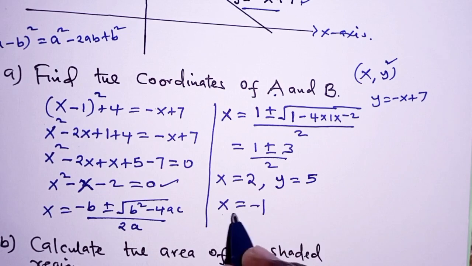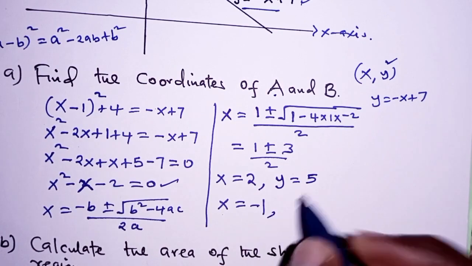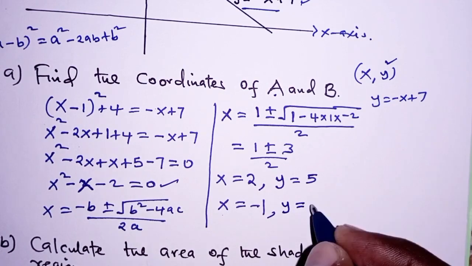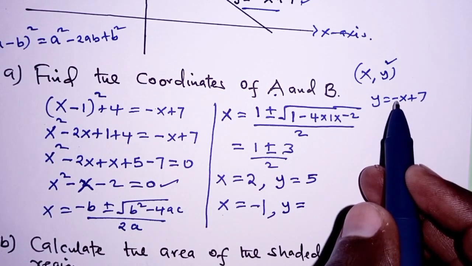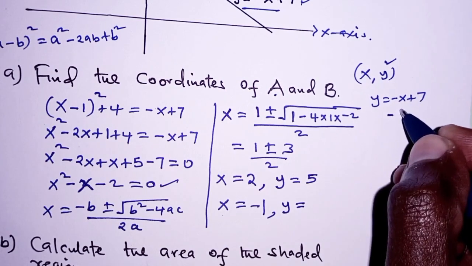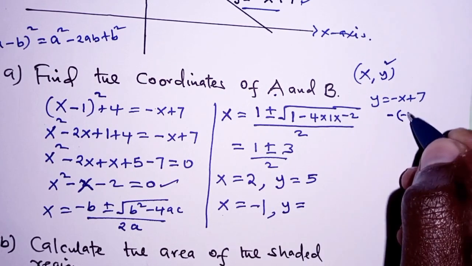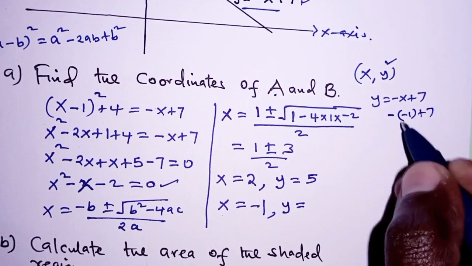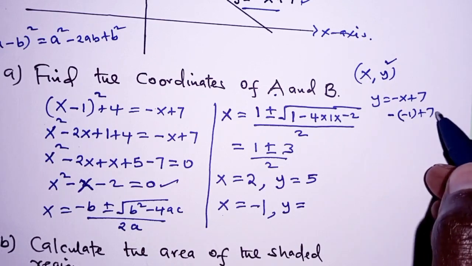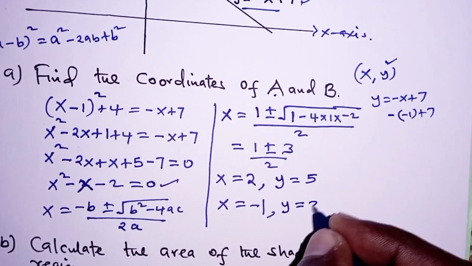And again, if x is negative 1, substituting in the same equation, y becomes 7 minus negative 1. So if we substitute it here, we'll have negative x, and x is negative 1, plus 7. So negative and negative, that is plus. So we have plus 1. 1 plus 7 is 8. So y here is 8.